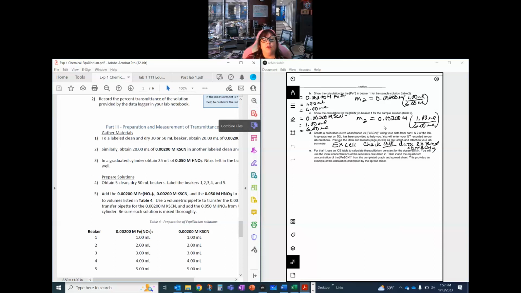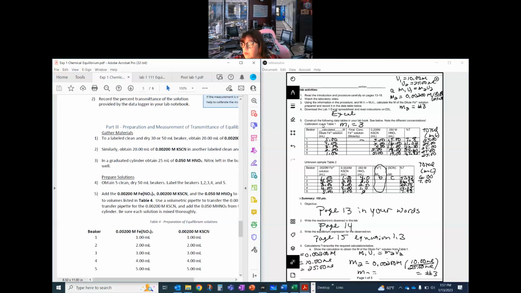Okay. So the 0.00200 molar times 1 milliliter divided by 6 milliliters. And that gives me the answer to C, which then goes in here in C. And then we change those volumes of the SCN to fill in the rest of that part of the table.